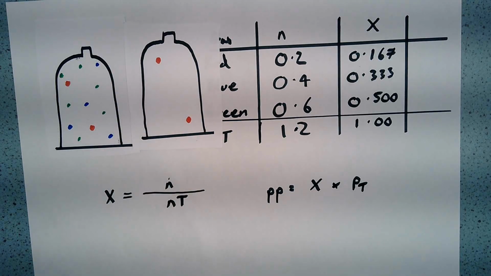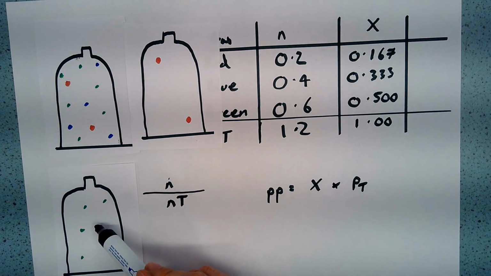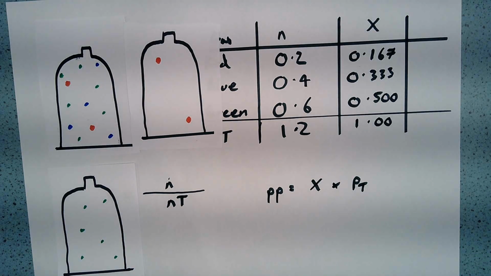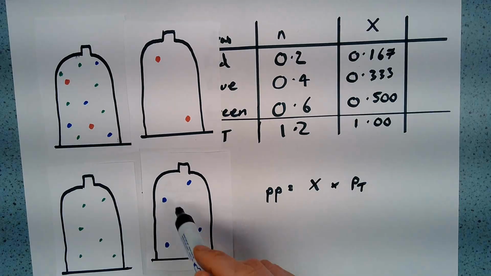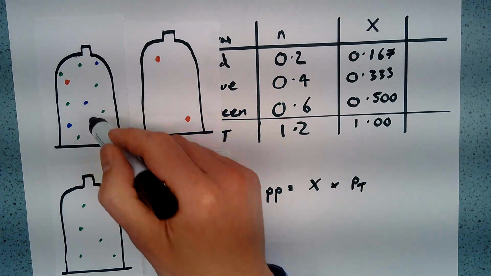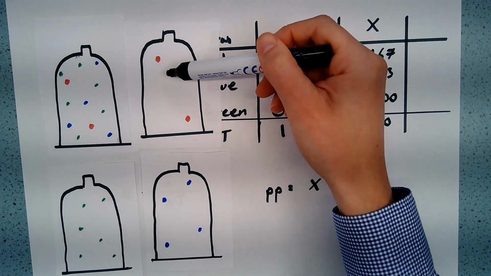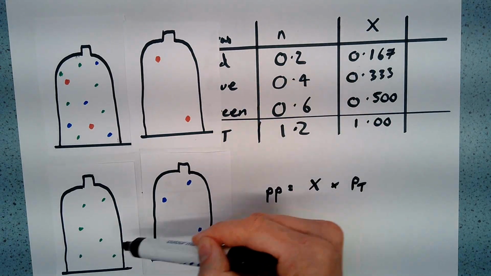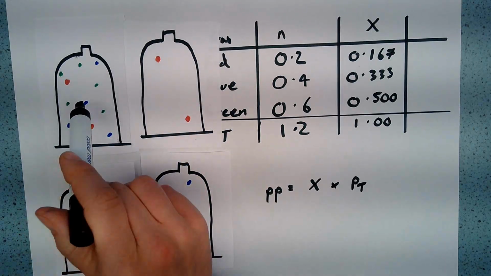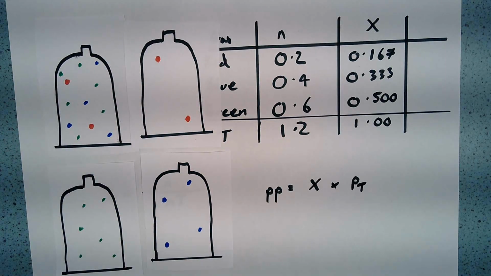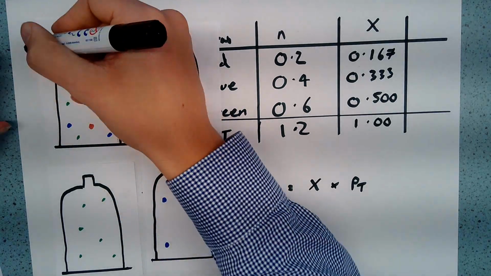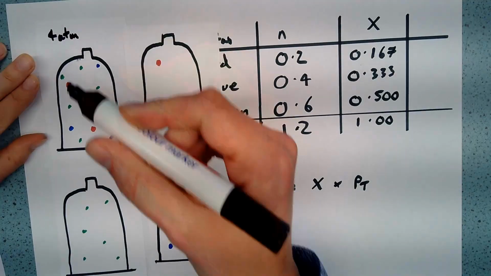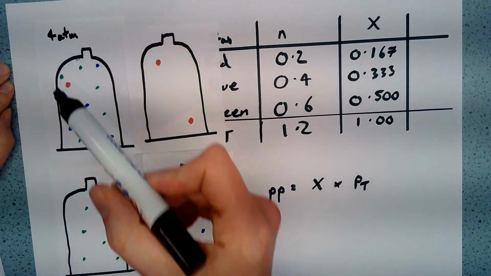If I take out only the green ones, this one is going to have a lower pressure than the mixture as well. And if I take out only the blue ones, this will have a lower pressure than the mixture as well. But because the total number of particles in all three of these is the same, if we were to mix these gases again and put them back into an identical container, we would get the total pressure again. So let's imagine that the pressure here is 4 atmospheres. The mixture as a whole is at 4 atmospheres pressure.